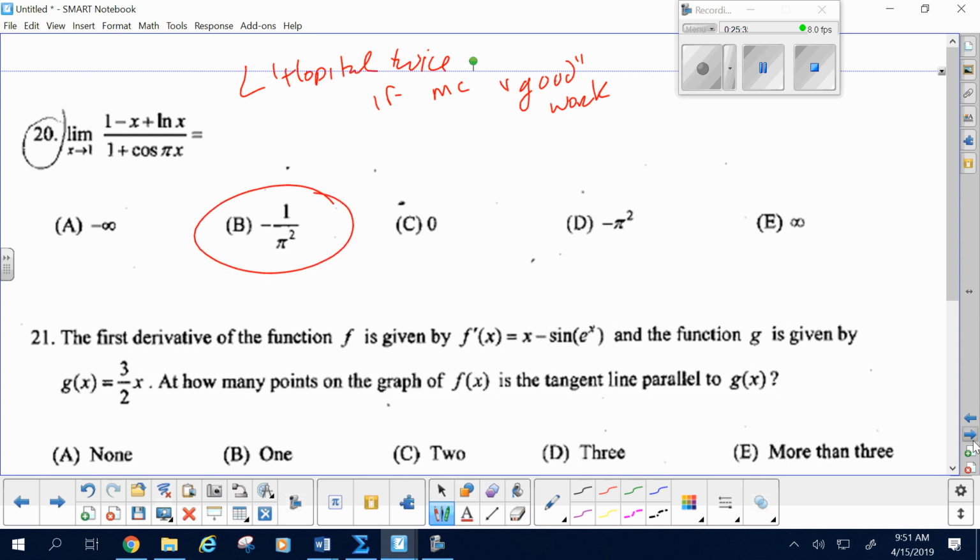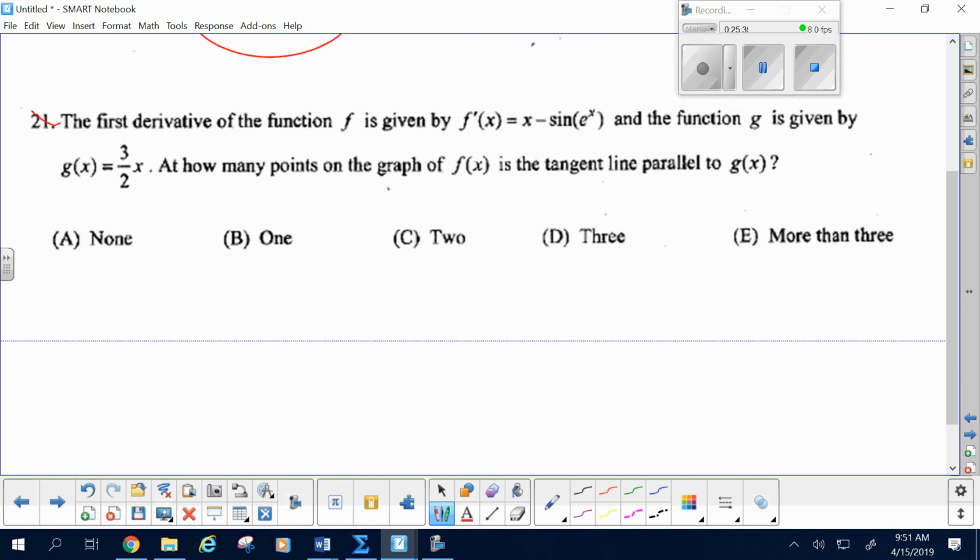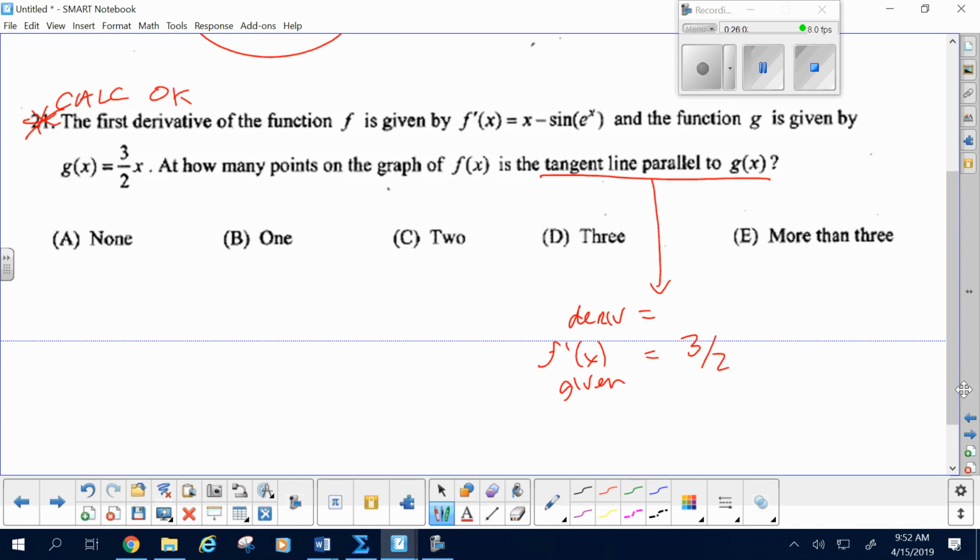Number 21 was one of the harder questions. Even though it was calculator active, this was in the wrong place, but it was calculator okay. The key to this was making the verbal connection. Tangent lines parallel means the derivatives are equal, right? Now, one derivative was given, f prime is given. The other derivative you had to take was 3/2, and then you had to find intersection points in your calculator.